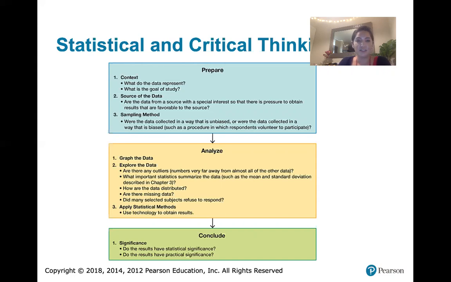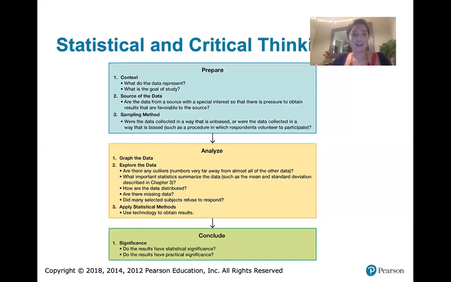So we prepared our study, we analyzed our data, and then we have to look at those numbers and think about two things. Is it statistically significant? So are the results very unlikely to have happened by chance? If they are unlikely to have happened by chance, it's significant. If it's not unlikely to have happened by chance, it's not significant. And then we have to think about practical significance. So when you think about people, you say, well, is this meaningful for the people on the other side of this study?